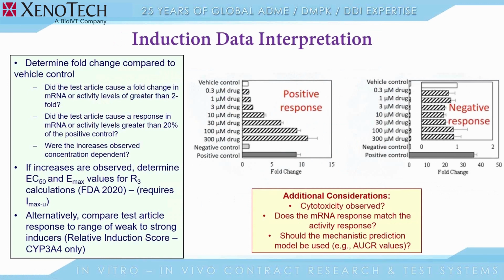Alternatively, we can compare the test article response to a range of weak to strong inducers and develop a relative induction score, but this is done for CYP3A4 only. Some additional considerations to take into account are: was any cytotoxicity observed? Does the mRNA response match the response in activity? As I mentioned before, an increase in RNA does not necessarily always correlate with an increase in activity. And should a mechanistic prediction model be used?